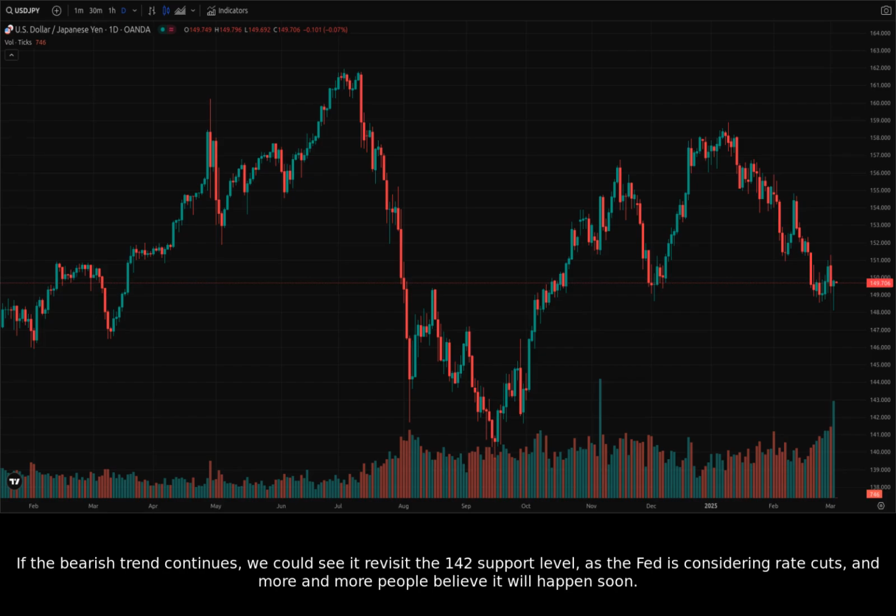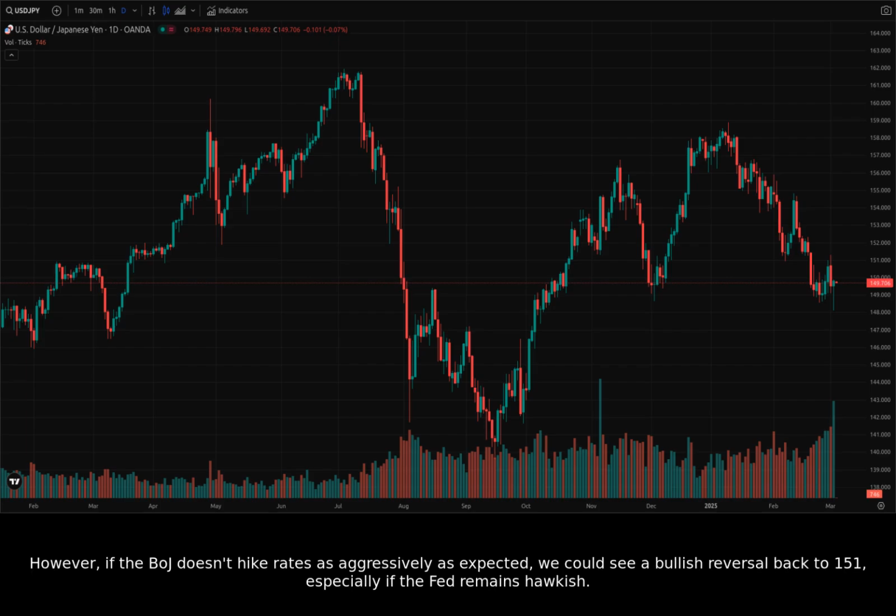If the bearish trend continues, we could see it revisit the 142 support level, as the Fed is considering rate cuts, and more people believe it will happen soon. However, if the BoJ doesn't hike rates as aggressively as expected, we could see a bullish reversal back to 151, especially if the Fed remains hawkish.